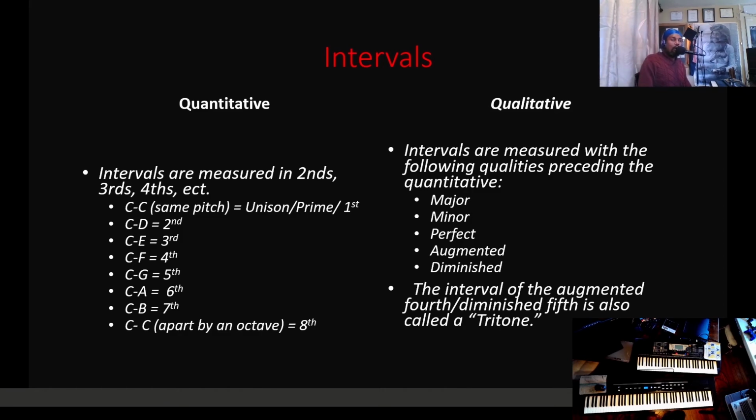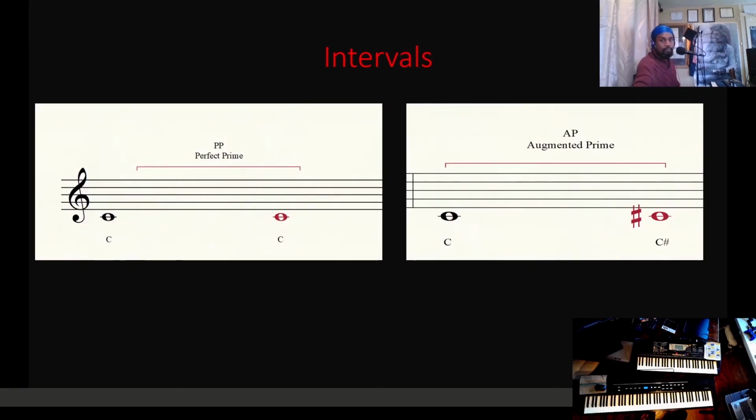Now, when we're talking about qualitative, when we're talking about qualities, intervals are measured with the following qualities, okay? You have a major quality, minor, perfect, augmented, and diminished. Now, it's important to note that the interval of the augmented fourth, diminished fifth, is also referred to as a tritone. We'll talk about that in a little bit.